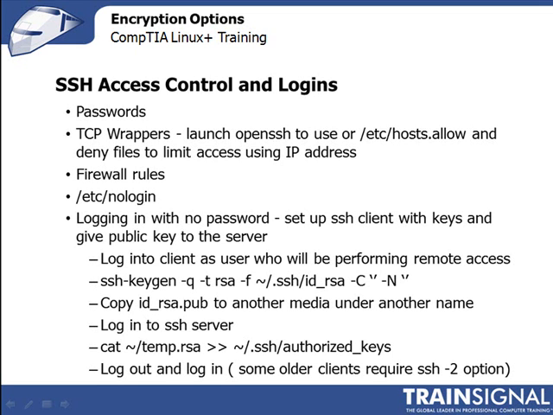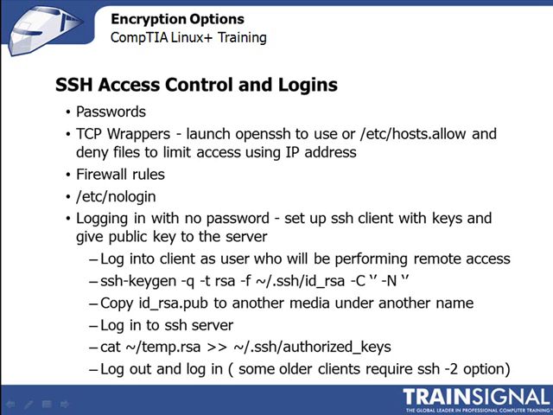In addition to passwords, you can also use TCP wrappers. Now remember that TCP wrapper functionality is included with super servers, inetd and xinetd. So if you use this method to launch OpenSSH, or if your server was compiled with support, you can use the /etc/hosts.allow and hosts.deny files to limit access using IP addresses.